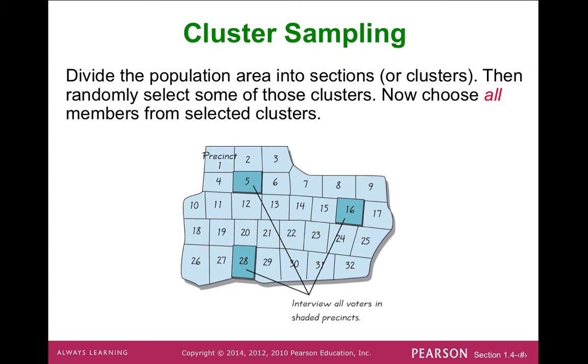So say that there's 20 precincts that are voting on a given day, and they choose 3 of those precincts to represent the entire population of the area. Based on the exit polls from those precincts, they would then project what the results will be for the larger population. So again, cluster sampling is very common during elections, and it's very common when looking at a geographic area and trying to determine a sample from that.